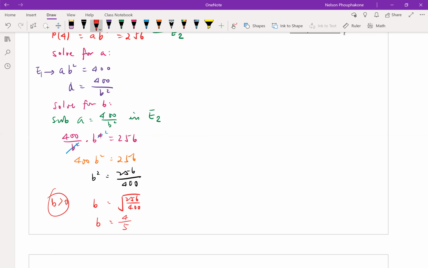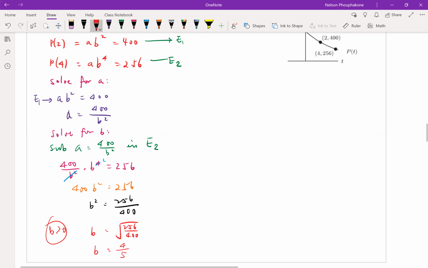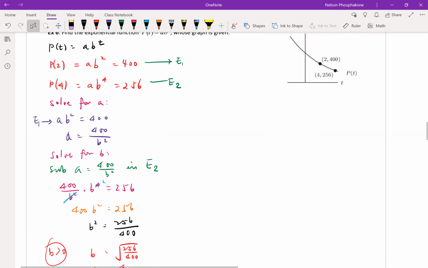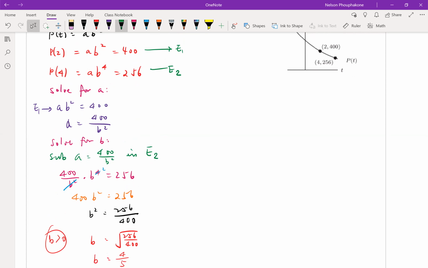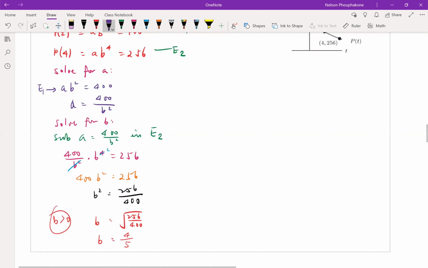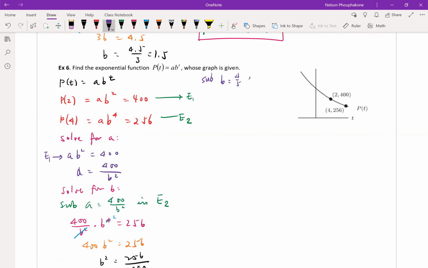Then now, after we find b, then what do we do? We could use b to find a now. Then we could substitute b equal to 4/5 in, maybe I call this E3, okay? In E3.